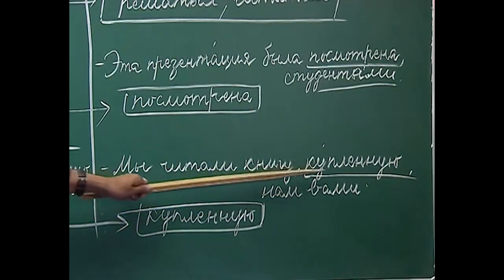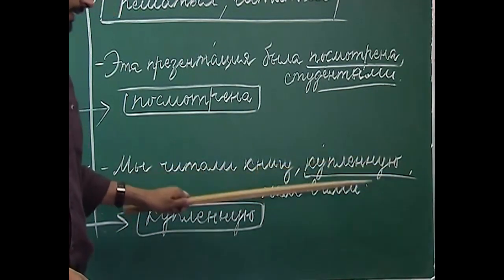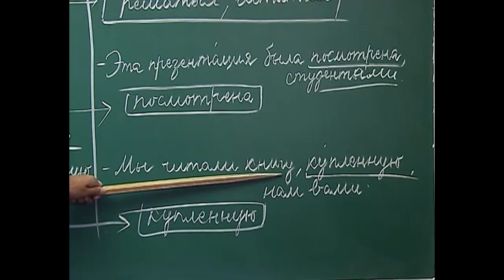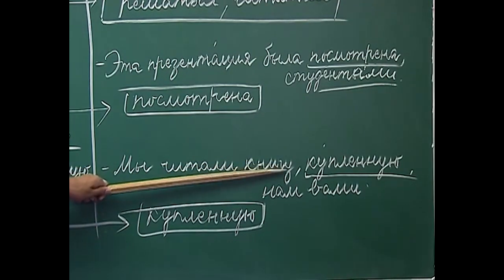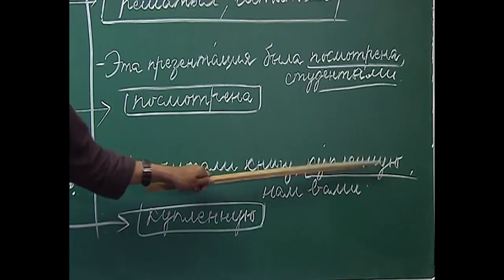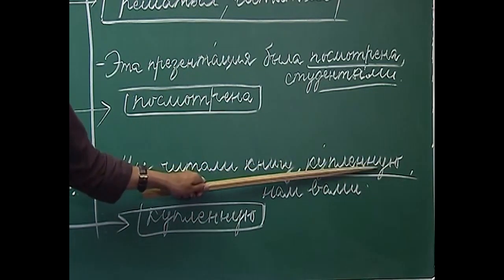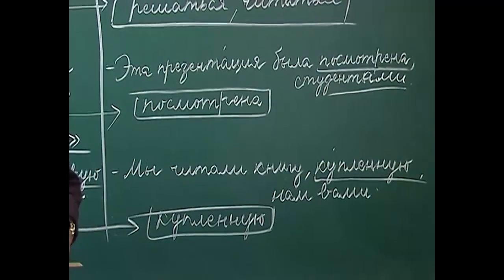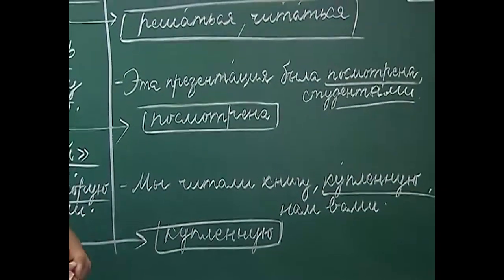So, here why are we using kuplinnuyu? Because kuplinnuyu qualifies the noun knigu, which is in the accusative case and the gender is feminine. That is why we have kept the form of kuplinni as kuplinnuyu. The accusative case, feminine gender and singular number.